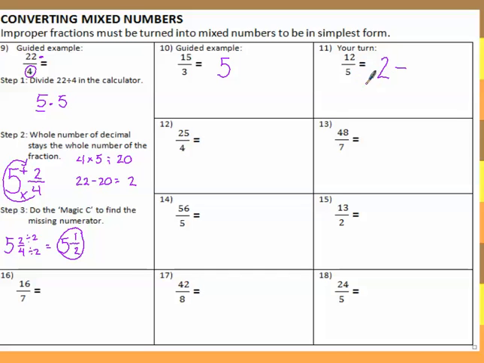So our denominator stays, so the denominator is 5. 5 times 2, if we do the magic C, is 10. How many more do I need to get to 12? I need 2 more. And it does not simplify because it's not even. I can't divide, it doesn't both end in 5 and 0. And I can't divide by 3, and then 2 doesn't work.